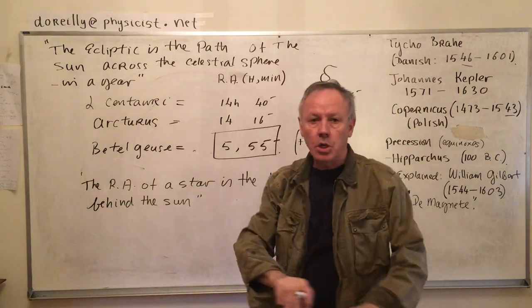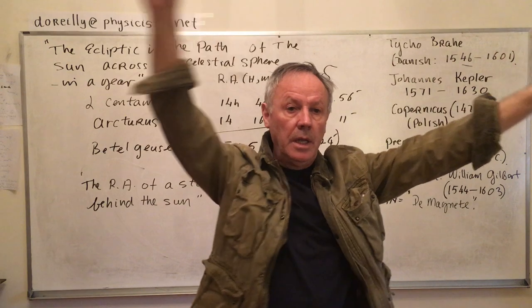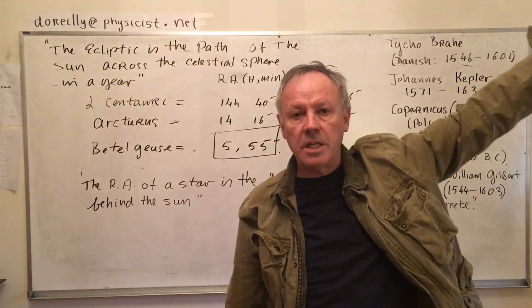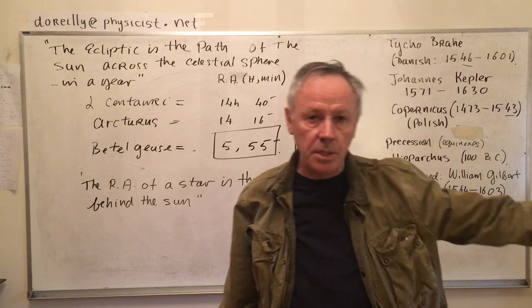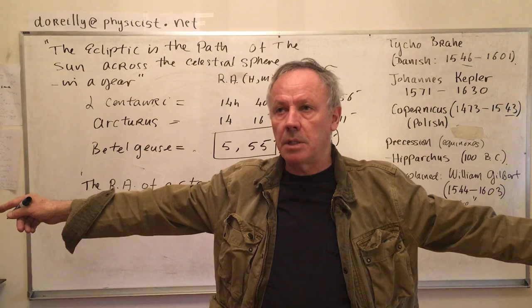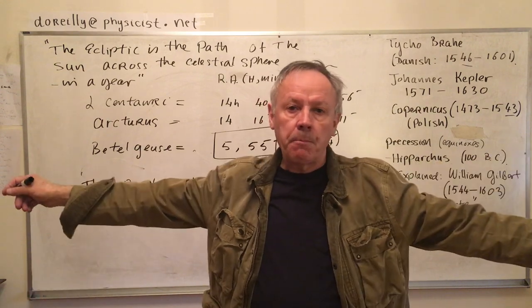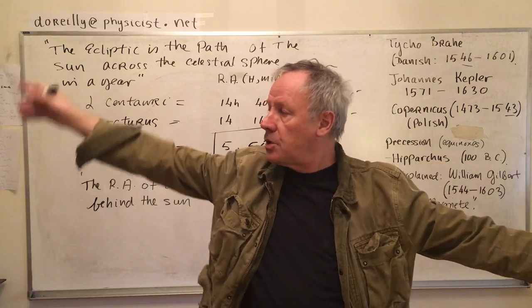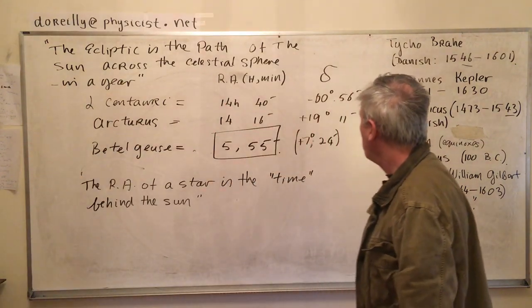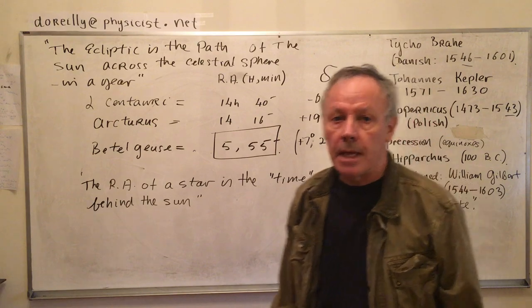14 hours. Alpha Centauri is going to be 14 hours behind the sun. That's a good bit. Look, it's more than half a day. Alpha Centauri is 14 hours behind the sun. If the sun rises, Alpha Centauri will be 2 hours up into the sky. You'll still have it on the horizon. Okay, so that's the way right ascension and declination works. We'll do some more examples the next day.